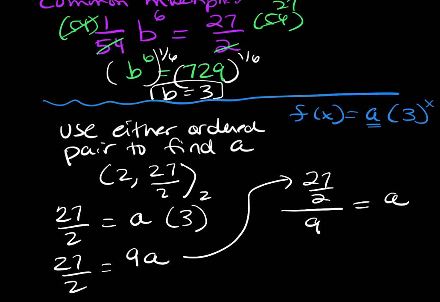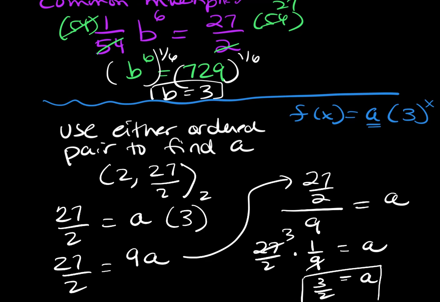You can do this on the calculator. You can also say this is the same thing as 27/2 times 1/9. Then I can cross reduce, and this cancels to a 3. So I should get 3/2. If you did it on a calculator, you probably got 1.5, which is fine too. So there's our a value.